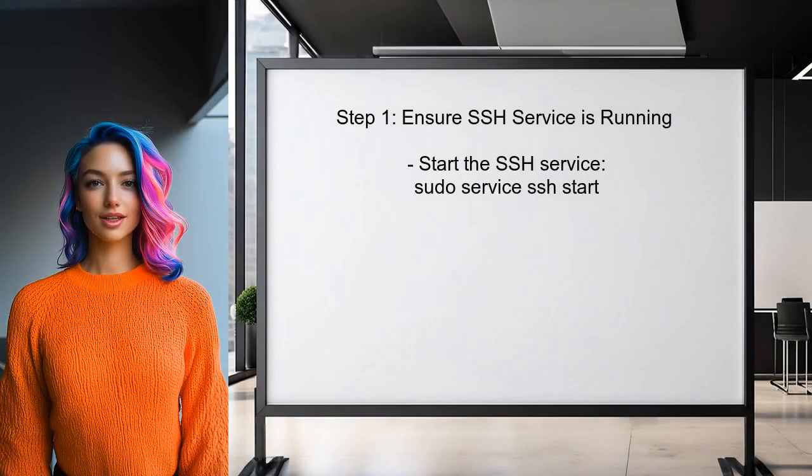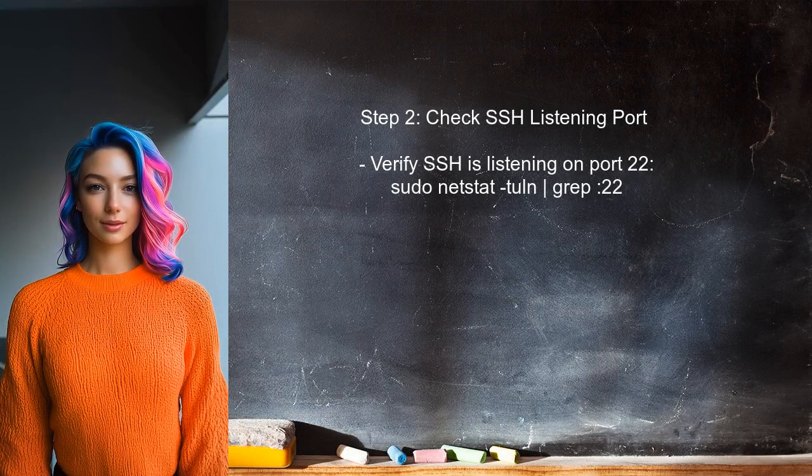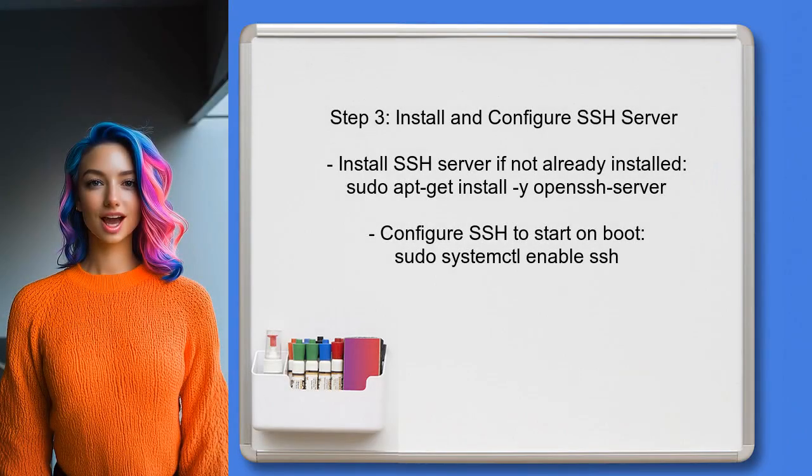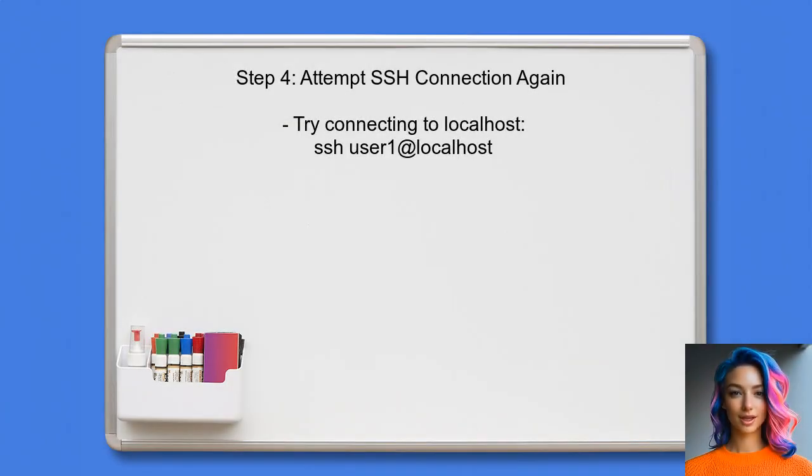To resolve the issue of SSH not connecting to localhost within the Docker container, the user should first ensure that the SSH service is running inside the container. Next, the user needs to check if the SSH service is listening on the correct port. By default, SSH listens on port 22. If the SSH service is not running or not listening on port 22, the user should install and configure the SSH server properly. Finally, the user should try to SSH into localhost again. If everything is set up correctly, the connection should succeed.